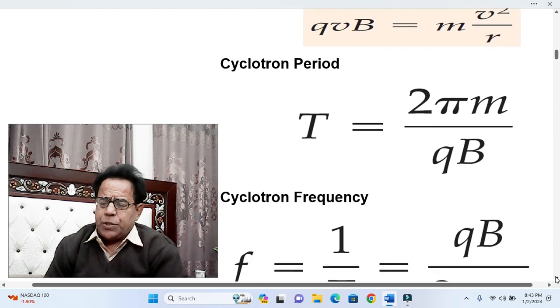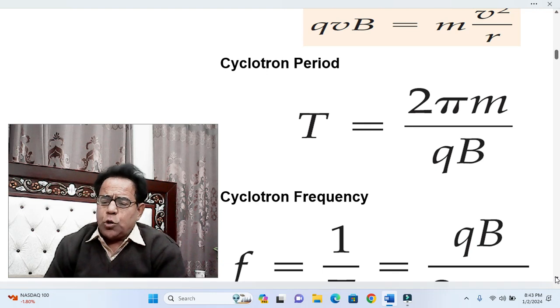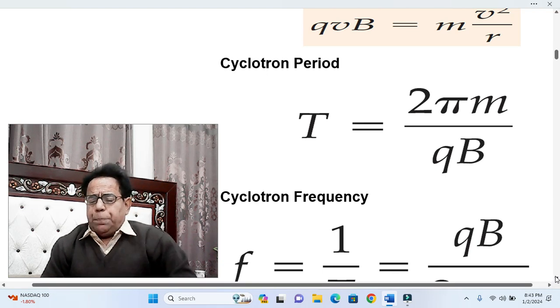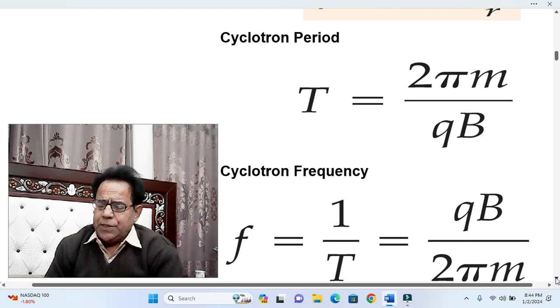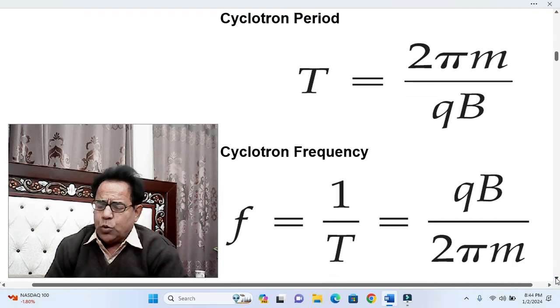About the same situation, the next snapshot is about cyclotron period. Cyclotron period T is equal to 2 pi m over qB. Next, the reciprocal of the time period is frequency, and hence cyclotron frequency f is equal to 1 over T, which is the inverse of this equation, that is qB over 2 pi m.